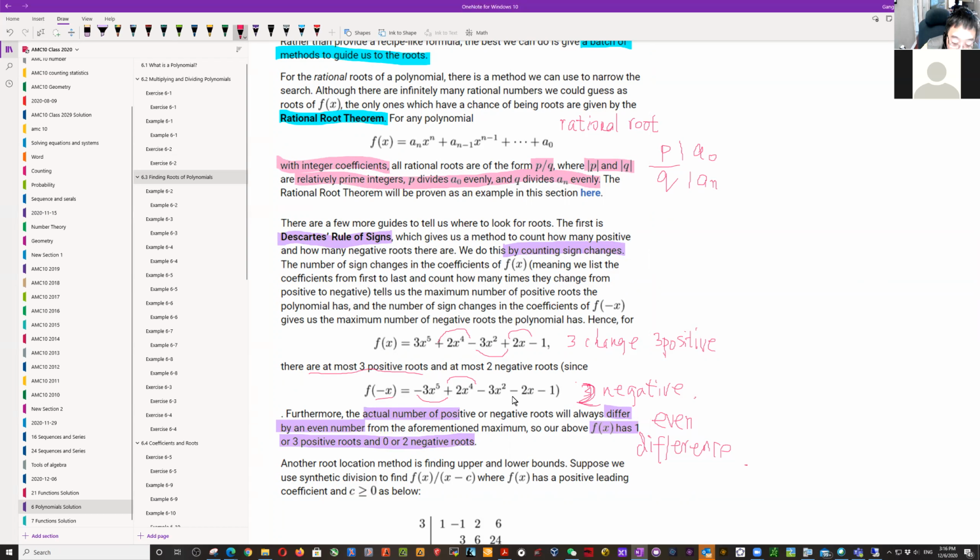Also, the number of solutions can vary. For example, with at most 3 positive, it could be just one positive solution, and if it's one positive solution, then the 2 others will be imaginary. And it could have 2 negative solutions, but it could also have 0 solutions with 2 sign changes. If it's 0, then 2 of those are complex solutions.